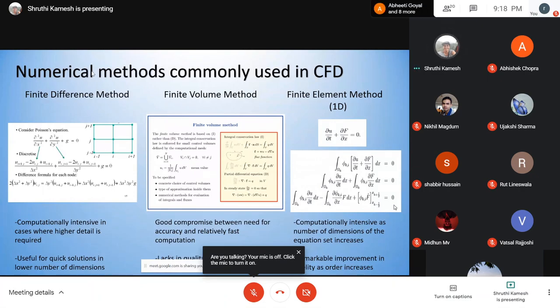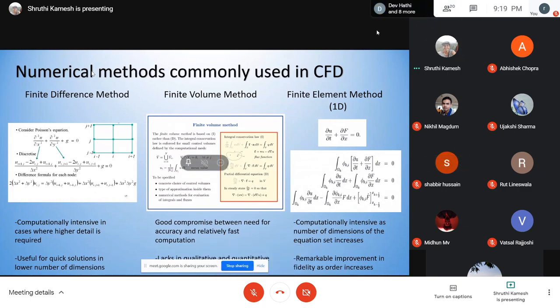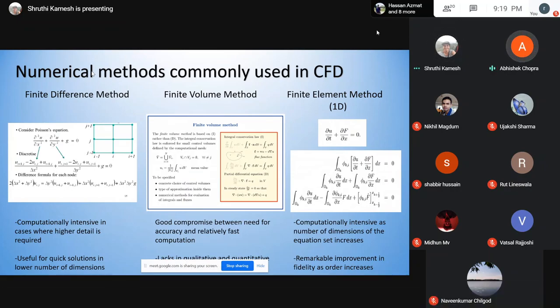Have any of you come across this before? Hello? Yes, Shruti. Anyway, has anyone come across this before? The finite difference, finite volume, finite element methods? Yes, yeah.